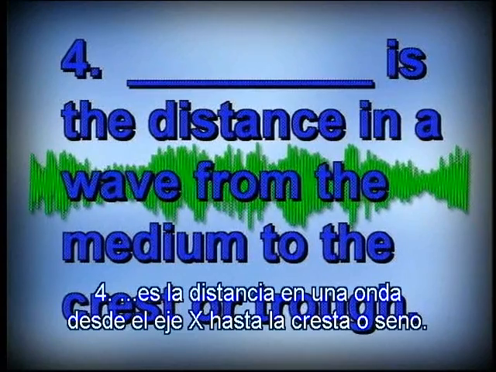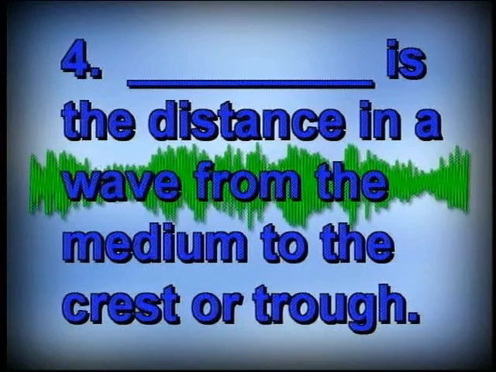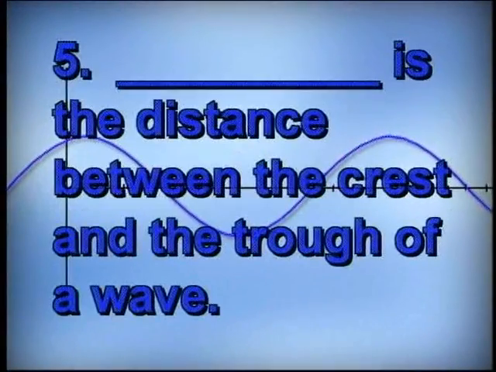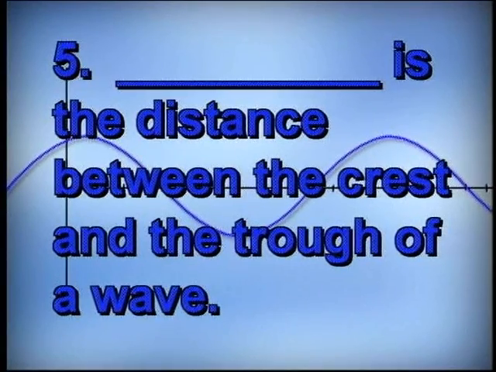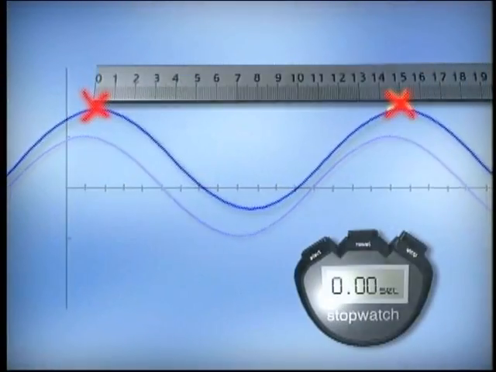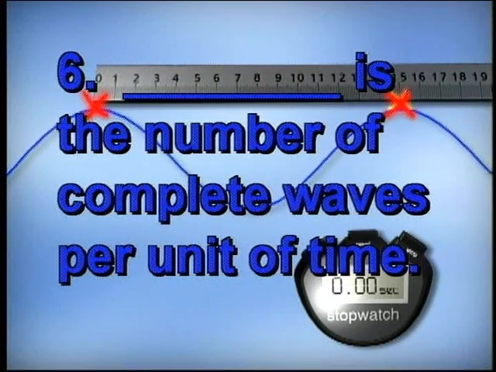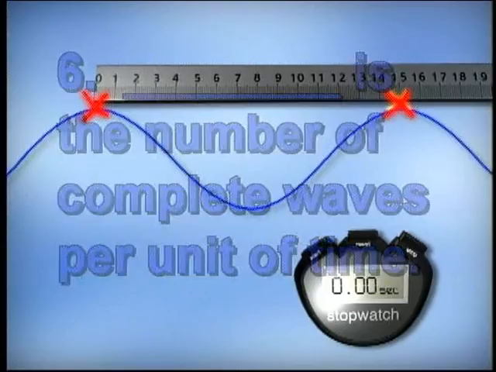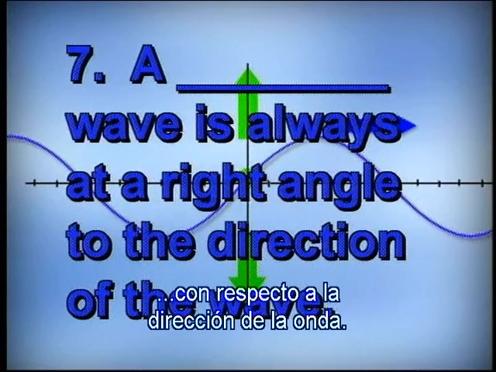Number 4, blank is the distance in a wave from the medium to the crest or trough. Number 5, blank is the distance between the crest and the trough of a wave. Number 6, blank is the number of complete waves per unit of time. Number 7, a blank wave is always at a right angle to the direction of the wave.